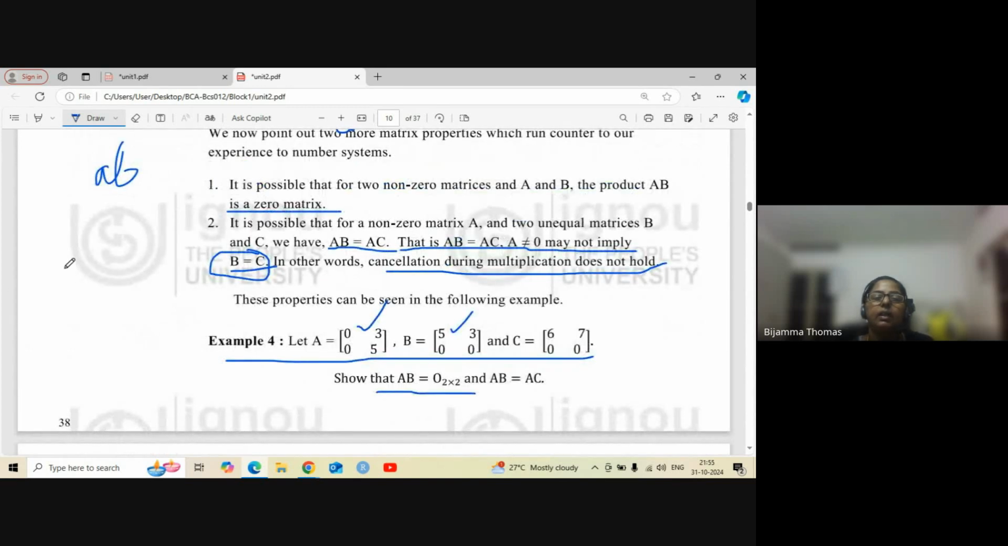Yes, ma'am. So generally, when AB is possible for two matrices, we cannot guarantee that BA is also possible. And if it is possible, we cannot say that these two are equal.